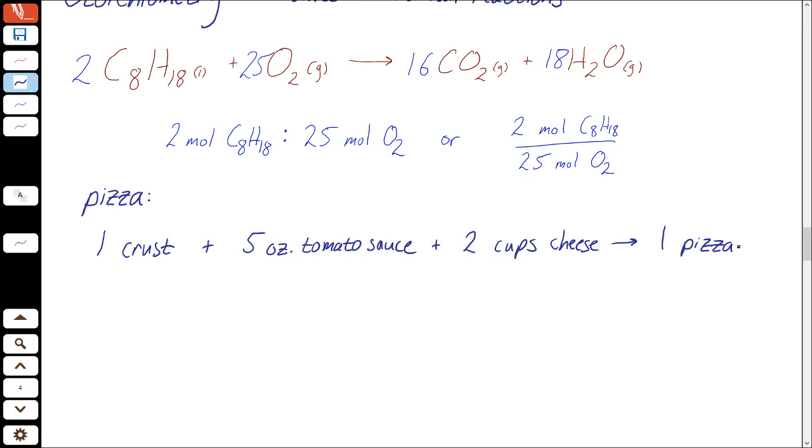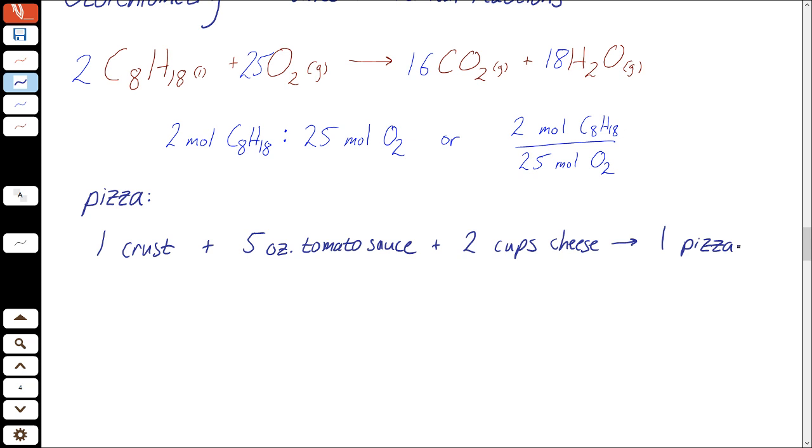So again, how many pizzas can you make if you have less than 2 cups of cheese? 0, like not a whole pizza, right? And we'll talk about fractional things in a bit. It makes a little more sense with molecules than it does with pizzas. But yeah, so you need that ratio. If you're lacking 1, you're not going to make that whole pizza.